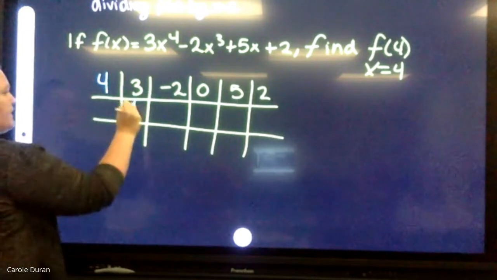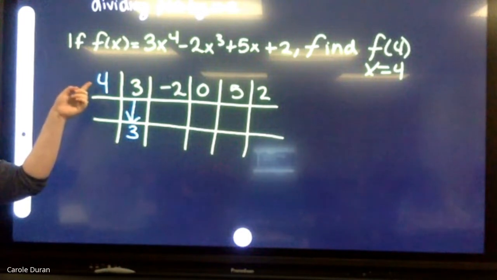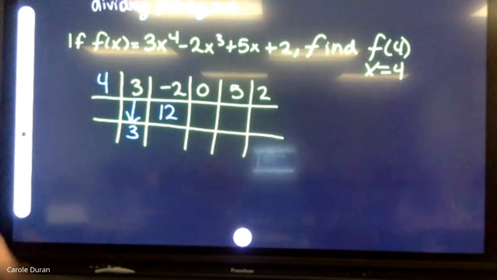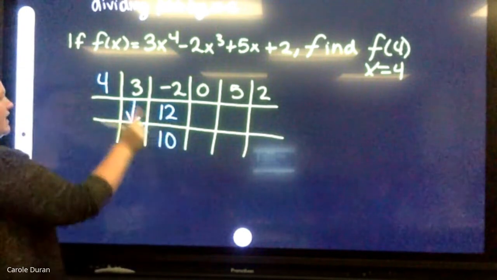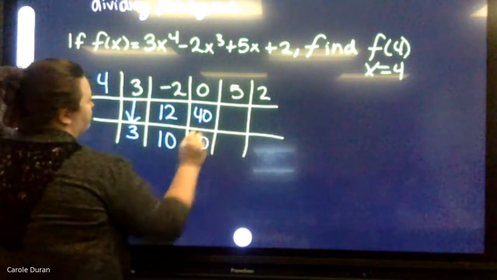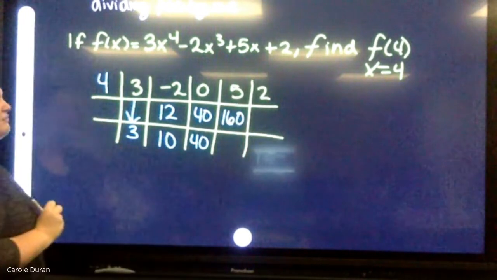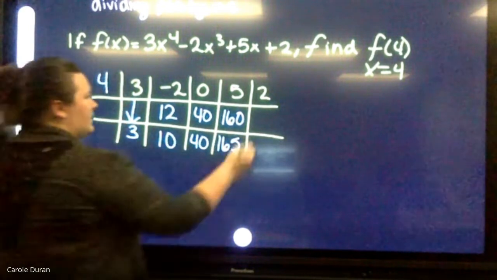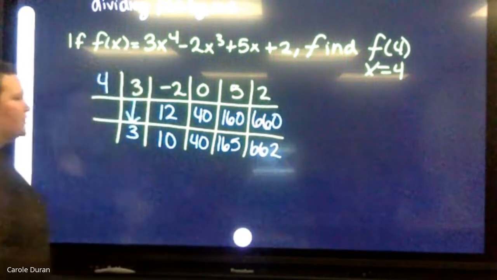So I drop down my first coefficient. Then I take that coefficient, multiply it by the term that I'm plugging in, which is 4. 3 times 4 becomes 12, and that goes under my next coefficient. I add straight down. -2 plus 12 is +10. Then 10 times 4 is 40. 0 plus 40 is 40. 40 times 4 is 160. 5 plus 160 is 165. 165 times 4 is 660. 2 plus 660 is 662.